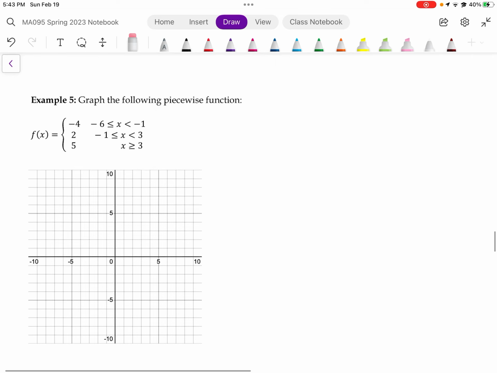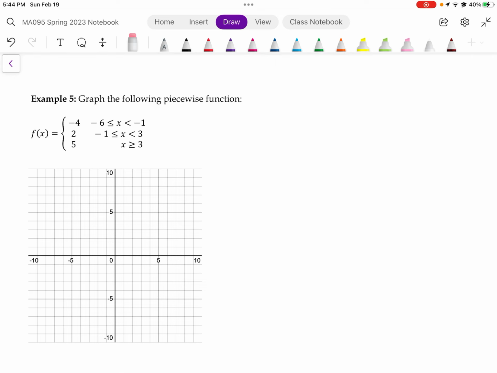Do not graph two functions over one interval because it would violate being a function, like I was just saying above. All right, so f of x equals -4, that is just y equals -4. And it goes from x equals -6 to x not really equal to -1. I'm looking at this domain right here. It's not equal to -1, but it goes to the boundary. So from -6 to -1, but not including this one.